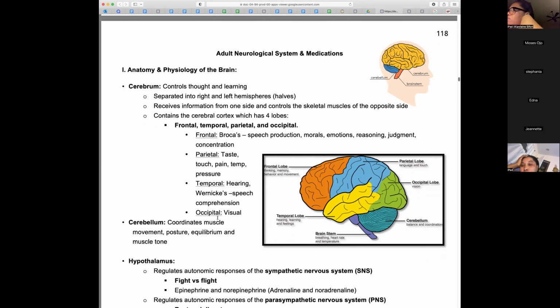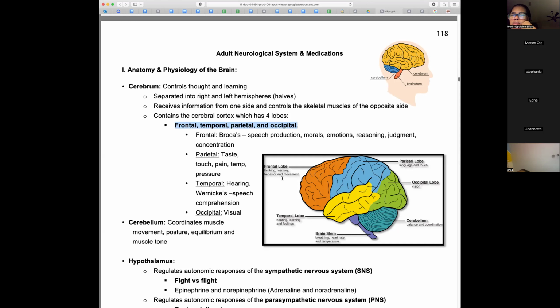All right, so first up, we're going to learn about the different parts of the brain. You have the cerebrum, the cerebellum, and the brainstem. Make sure you know that the cerebrum is made up of 4 lobes. Write that down. The cerebrum is made up of 4 lobes: the frontal, the temporal, parietal, and occipital.